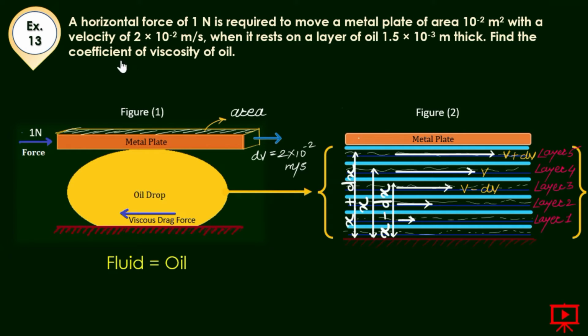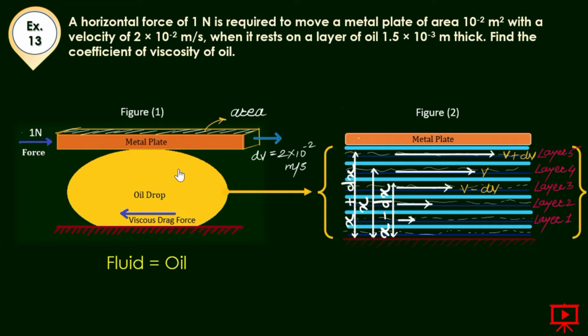As we know, the coefficient of viscosity of a fluid is a measure of resistance to flow of the fluid. Here, initially, the fluid is having a velocity v because of its internal molecular motion. But when the metal plate experiences the force, it will gain velocity dv, and that velocity, because of this contact, is transferred to this oil drop. And now this oil drop will also start moving with velocity v plus dv.